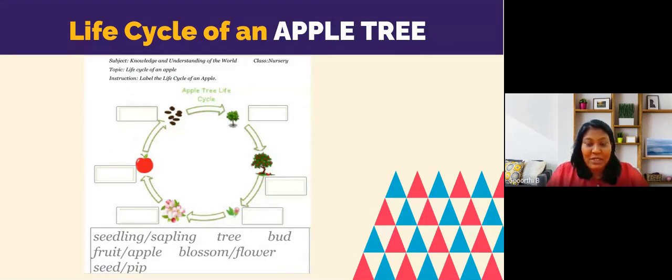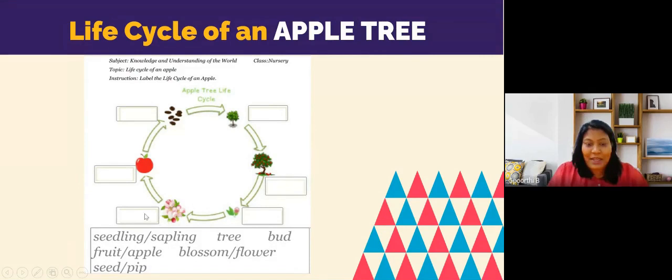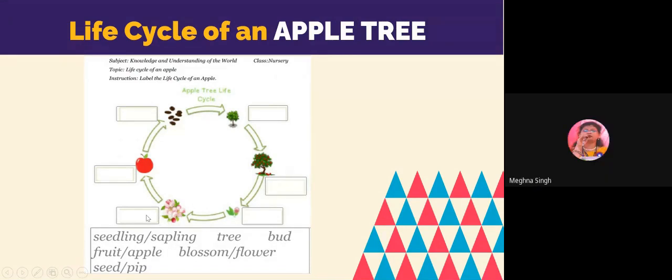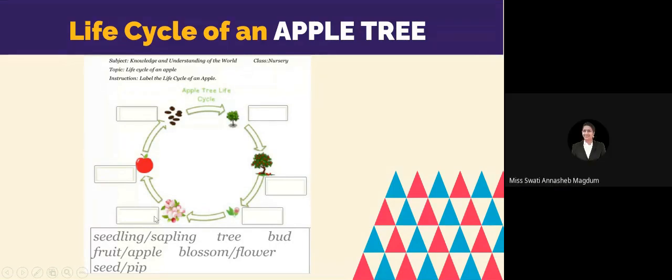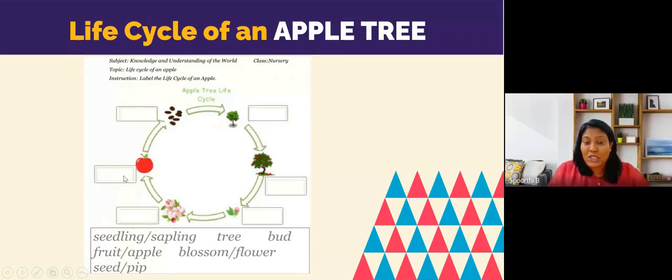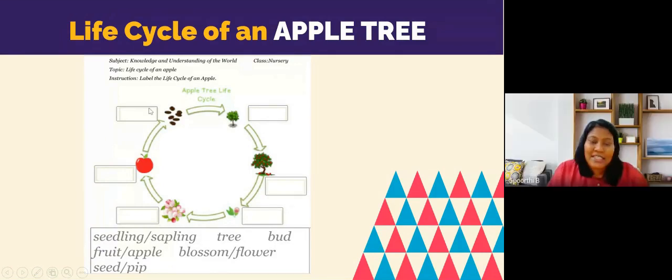Participants, are you able to hear me? That should be bud. Okay, and this will be bud. The fourth one will be blossom, flower. And the fifth one will be fruit. And the last one is seed, right? And this is a cycle.